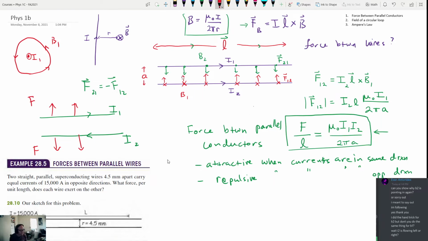Is I2 flowing left or right? It's flowing left. Is this not clear? I2 is right and I1 is right. It was drawn left? What are you talking about? Oh my god, am I just confusing you all? I'm just going to stop for a second. I'm going to stop talking. I'm going to let you all ask questions.